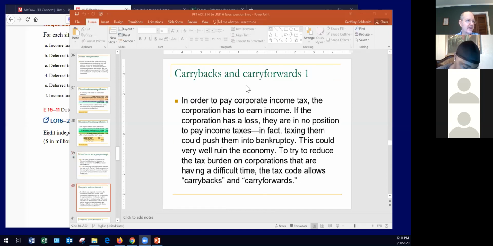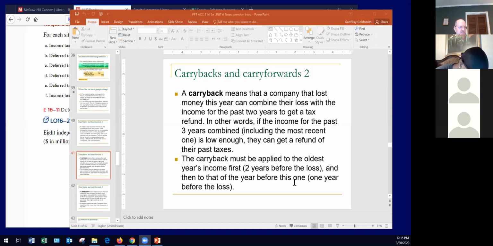Next topic is carrybacks and carry forwards. In order to be able to pay corporate income tax, or to have to pay it, the corporation has to earn income. If the corporation has a loss, they are in no position to pay income taxes. In fact, taxing them could push them into bankruptcy. This could very well ruin the economy. To try to reduce the tax burden on corporations that are having a difficult time, the tax code allows carrybacks and carry forwards. Well, actually, it no longer allows carrybacks, but it used to.